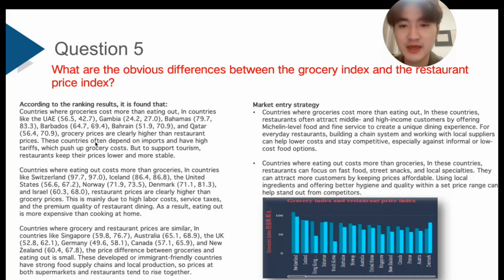Firstly, we found an intriguing contrast between grocery and restaurant prices globally. For example, in countries like UAE, Bahamas, and Qatar, groceries are significantly more expensive than dining out. This primarily stems from high import tariffs, pushing grocery costs upwards, while restaurant prices remain relatively stable to support tourism.